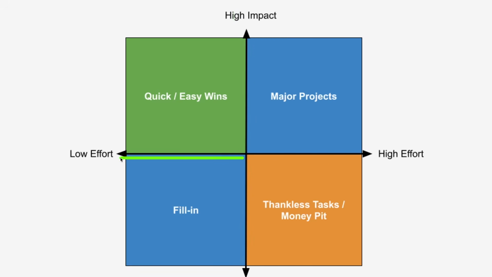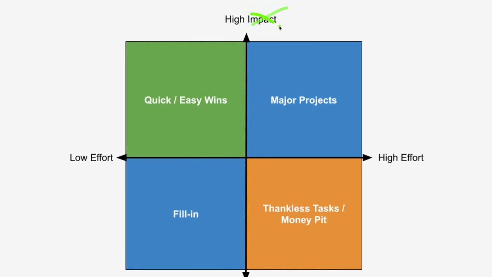Then you've got fill-ins, which I also call a backlog for tasks, which means it's low effort. It's not going to be that hard to get done, but it's also low impact. It's not super impactful to the organization. So these are things that we can keep in mind, but they're not necessarily critical to operations. And then you have things that are high effort and very low impact, which means they're a money pit. They're not going to do anything for you. It's not really worth focusing on.